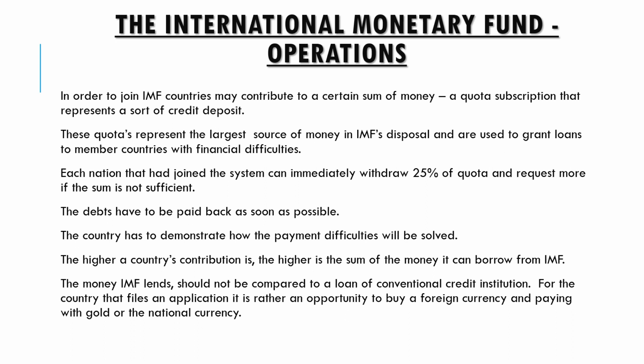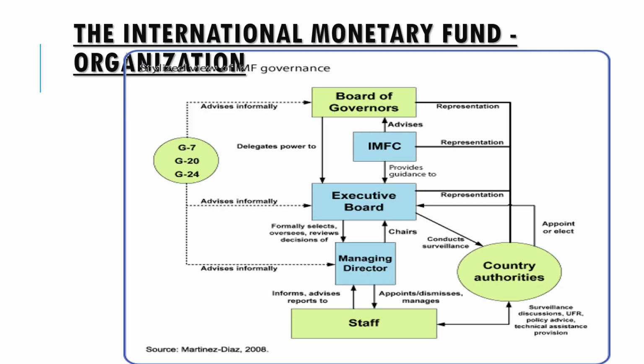So the money the International Monetary Fund lends should not be compared to a loan from a conventional credit institution. For a country that files an application, it is rather an opportunity to buy a foreign currency and pay with gold or national currency. Okay. So a little bit about the structure, right?